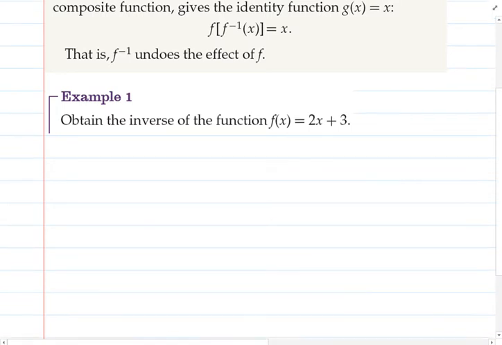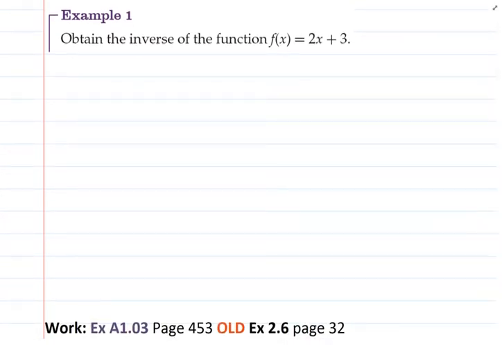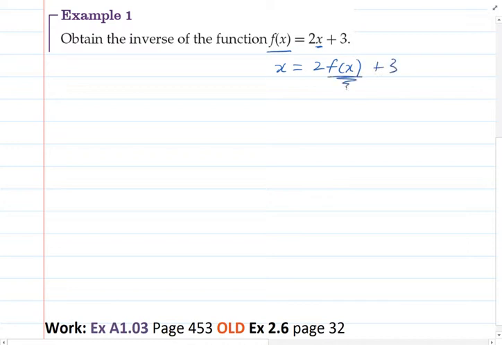So whether you swap them first or not, it doesn't really matter, but for instance this one here, what we could do is instead of writing f of x, we could write x, and instead of writing x, we could write f of x. And then we solve for f of x, and that will give us the inverse function. So actually I'll write it as f inverse of x. Okay, so we'll subtract 3 from both sides. So that will give us 2 f inverse of x equals x minus 3, and divide both sides by 2, so f inverse of x equals (x minus 3) divided by 2.